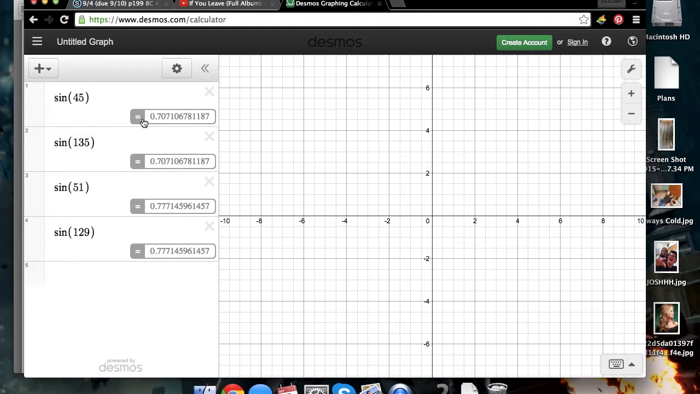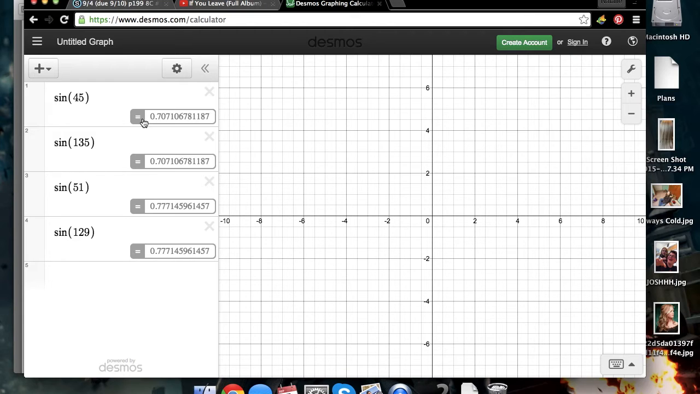So what I did then was I took 180 degrees, which is just a line, and then I subtracted 45 degrees. And if you take 180 and subtract an acute angle, then you're going to get an obtuse angle, which is what you need to get.